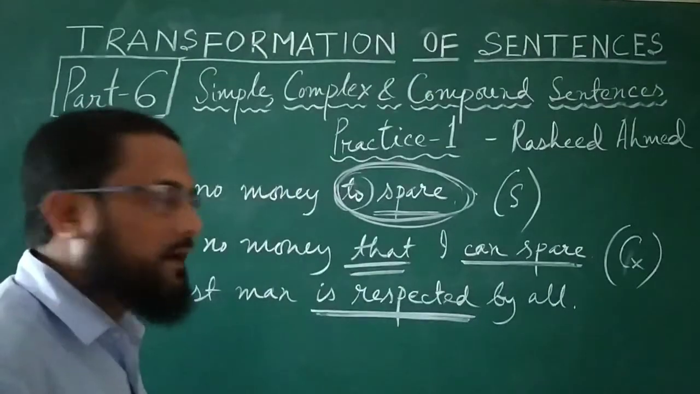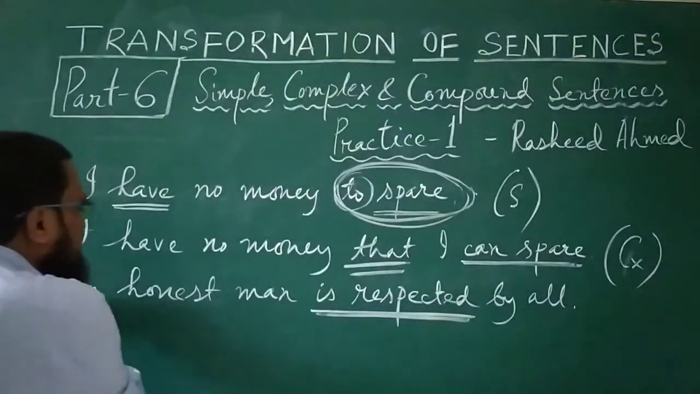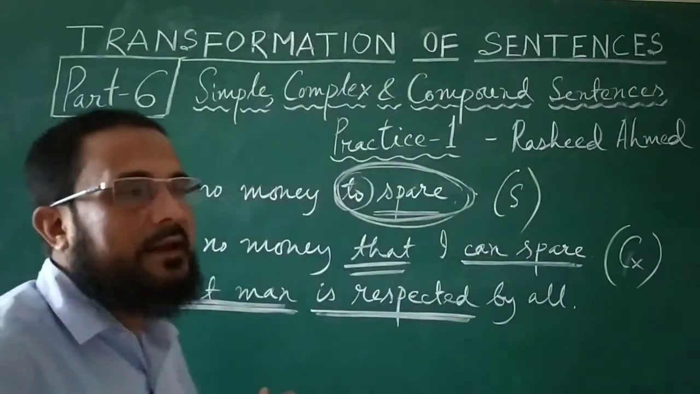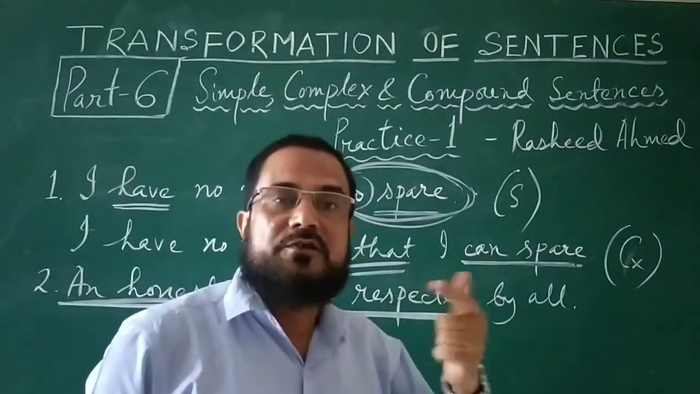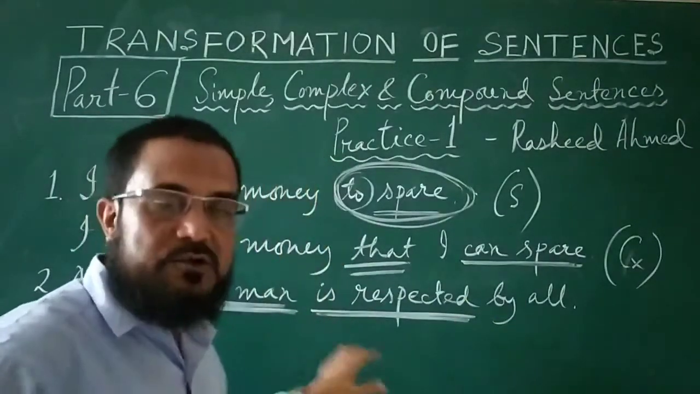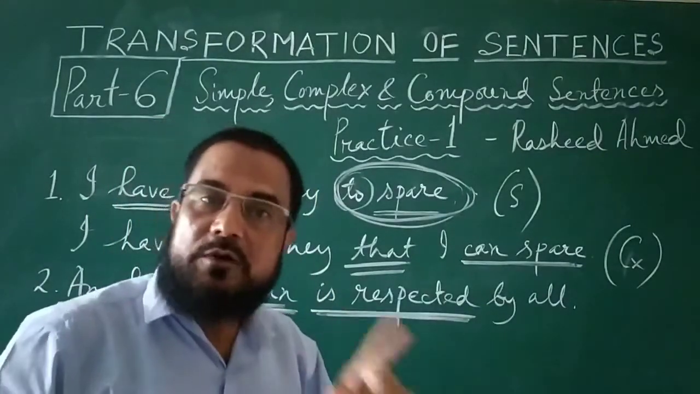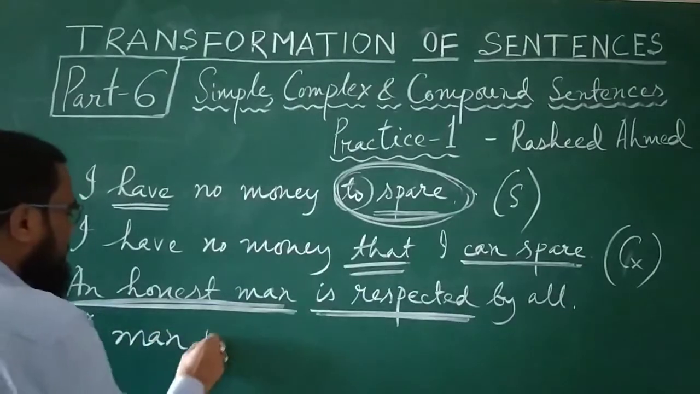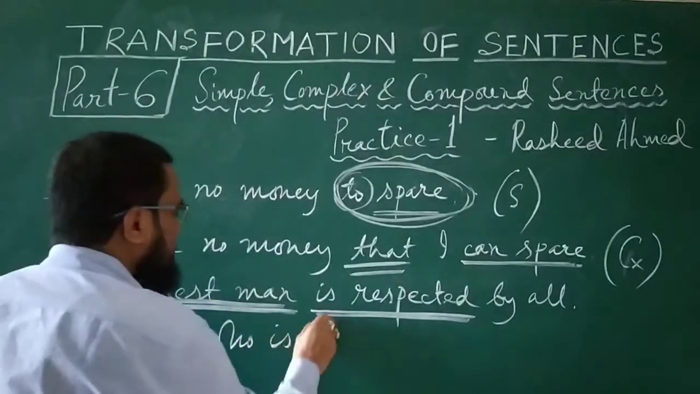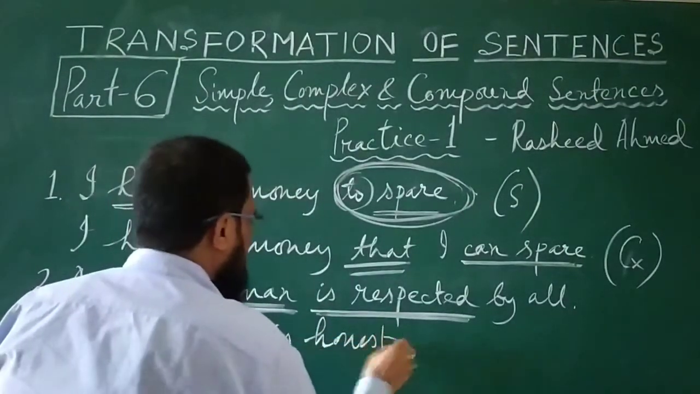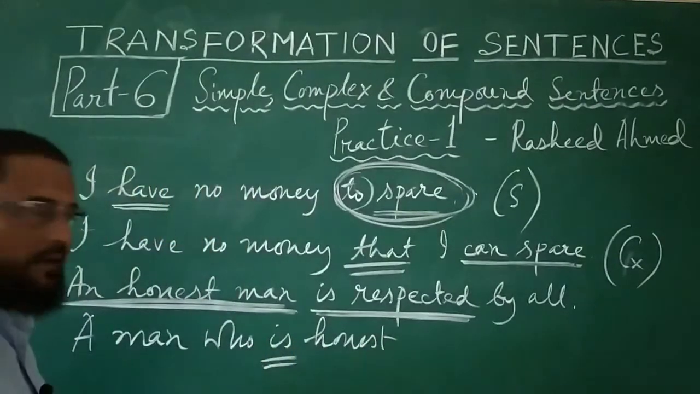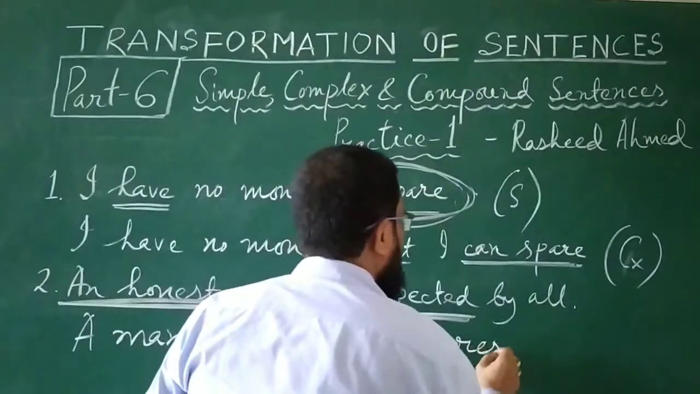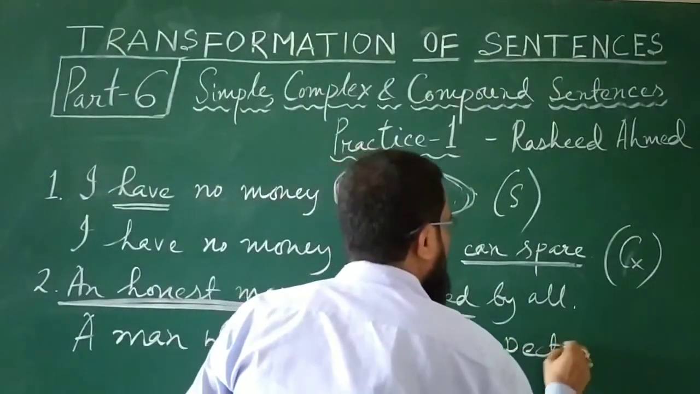And if you want to make it complex, then out of this phrase, an honest man, you have to make it into a clause. Instead of saying an honest man, you have to say a man who is honest. If you write a man who is honest, then what happens is that we have got another finite verb here. A man who is honest is respected by all.